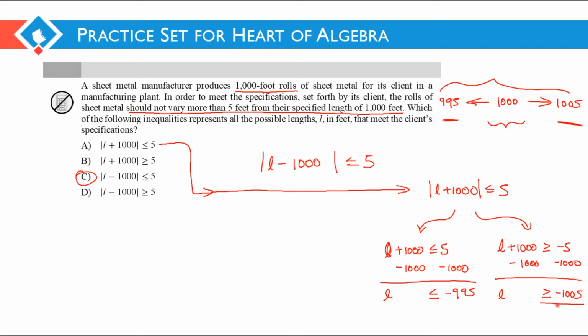So this actually doesn't make any sense, right? This is a nonsensical answer. How can your length be less than negative 995 or greater than negative 1,005? So this is not the correct answer, right? We can immediately eliminate that.